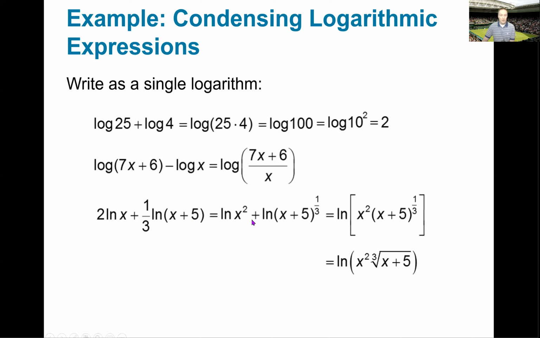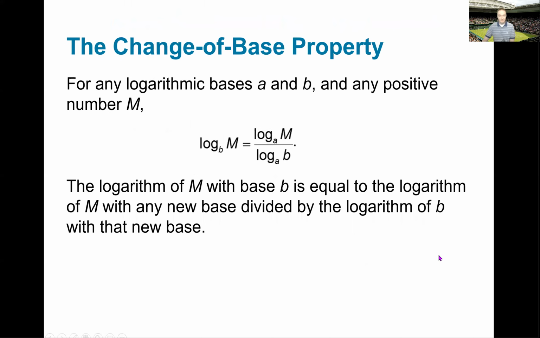Now I can say, well, all right, if I have 2 natural logs being added, then I can write this as 1 natural log of the combined term x squared times x plus 5 to the 1/3. And that would be my final answer. Now, does it really matter if you write it as the 1/3 power or a cube root? Doesn't really matter. Either format of the answer would be fine.